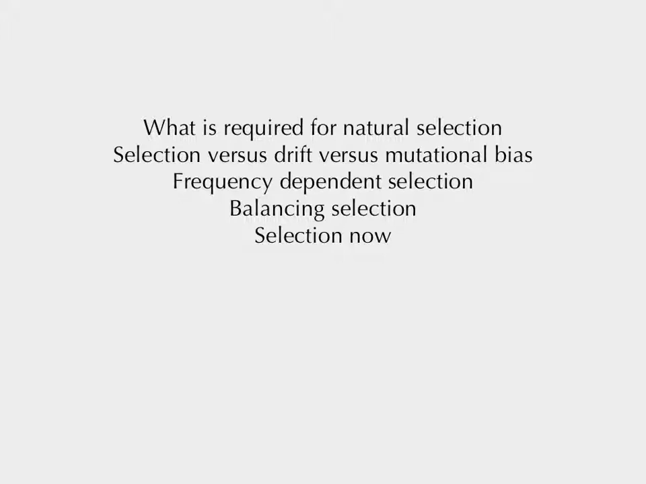Okay, so learning outcomes for today. I'm going to learn to think about what's required for natural selection. Learn about selection versus drift versus mutational bias. Okay, something you probably don't think about much. Frequency-dependent selection, balancing selection, and selection happening now, even in humans. Okay?